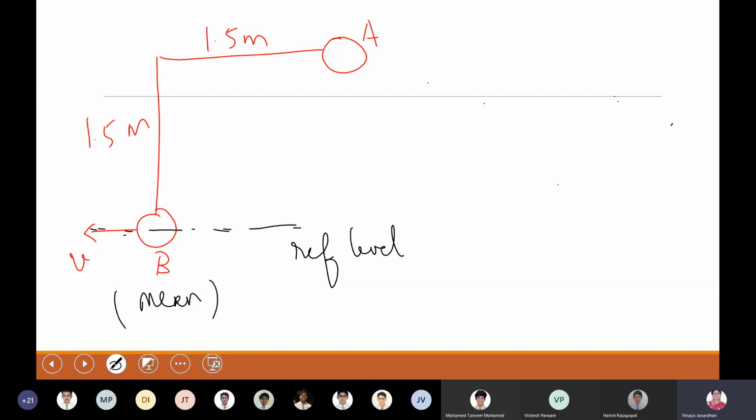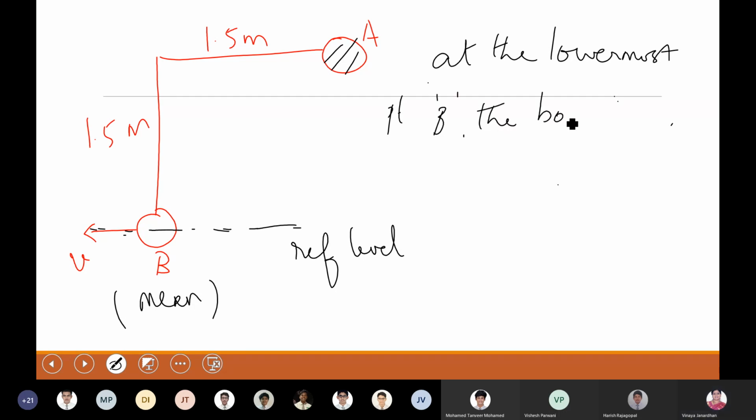Now the question is, when the metallic bob reaches the point B, it dissipates 5% of its initial energy against air resistance. So when the bob reaches point B at the lowermost point, the bob dissipates 5% of its initial energy.